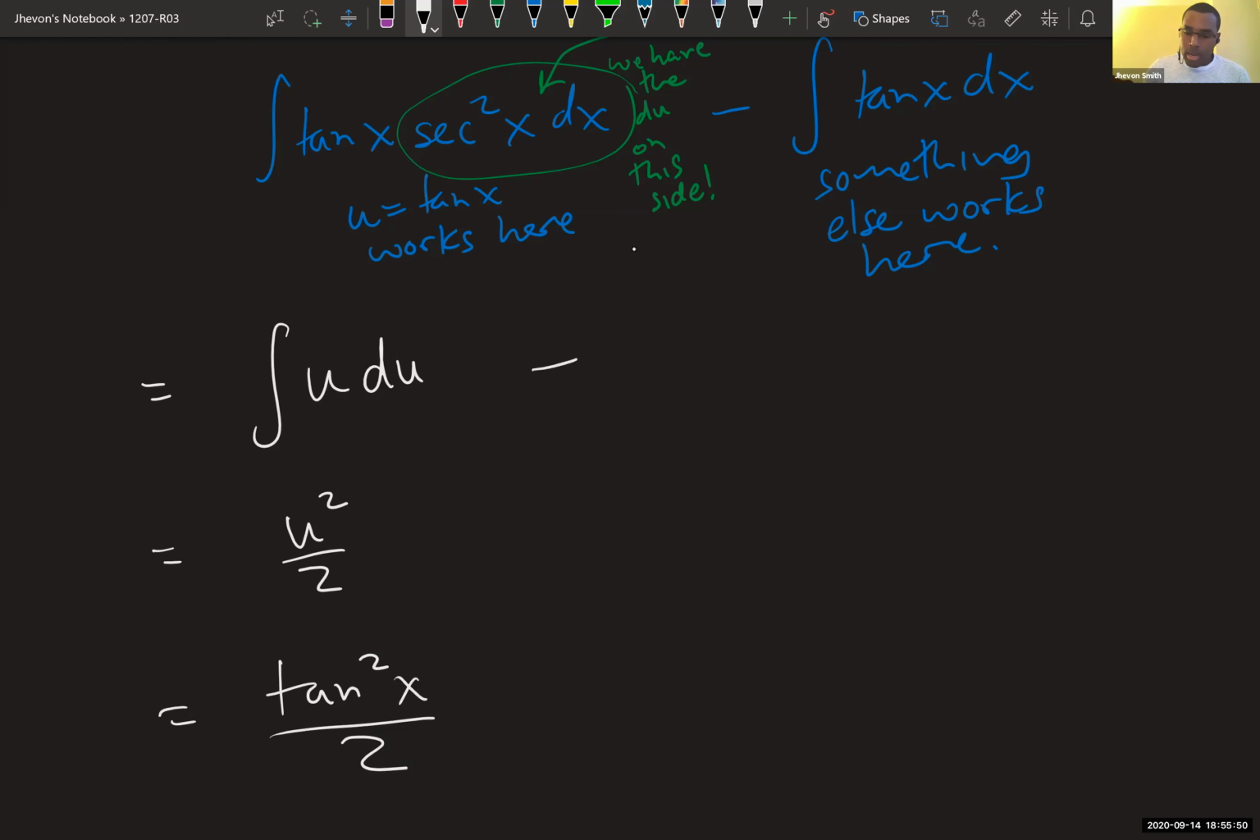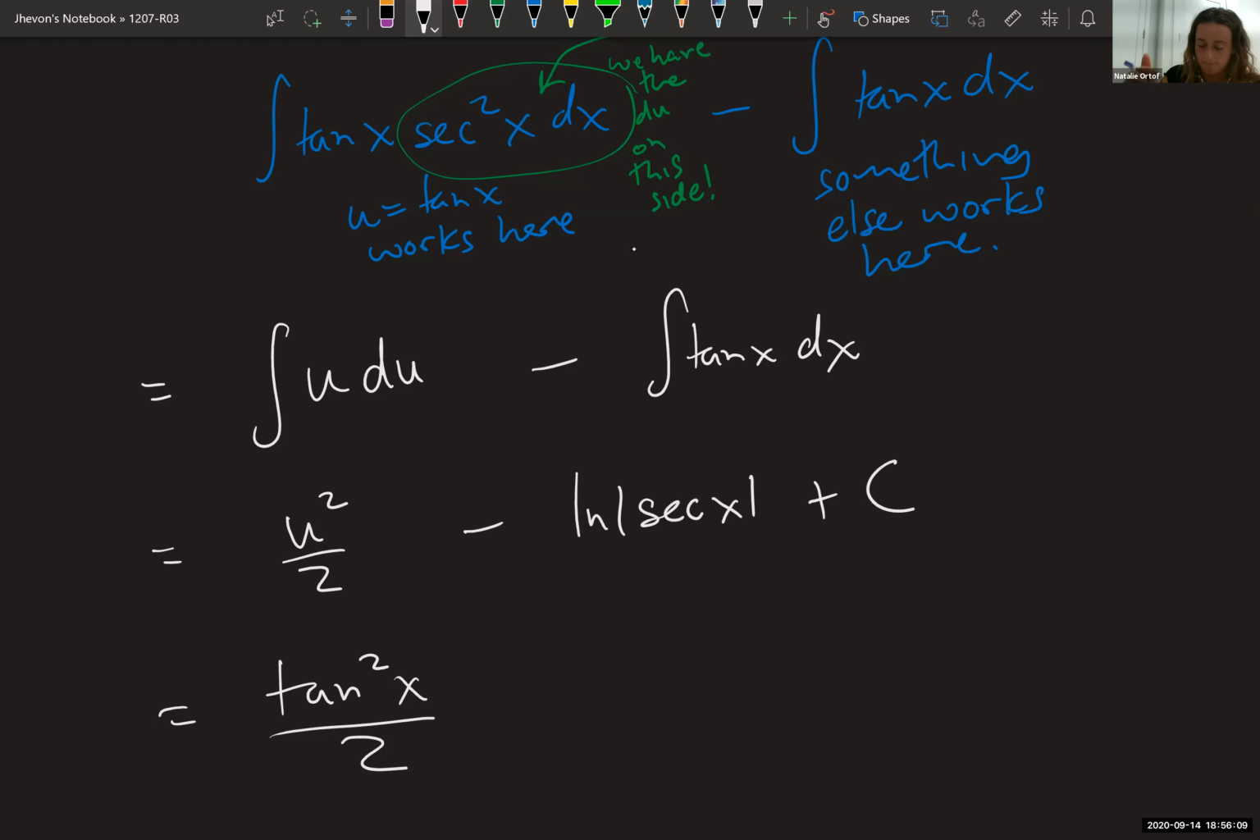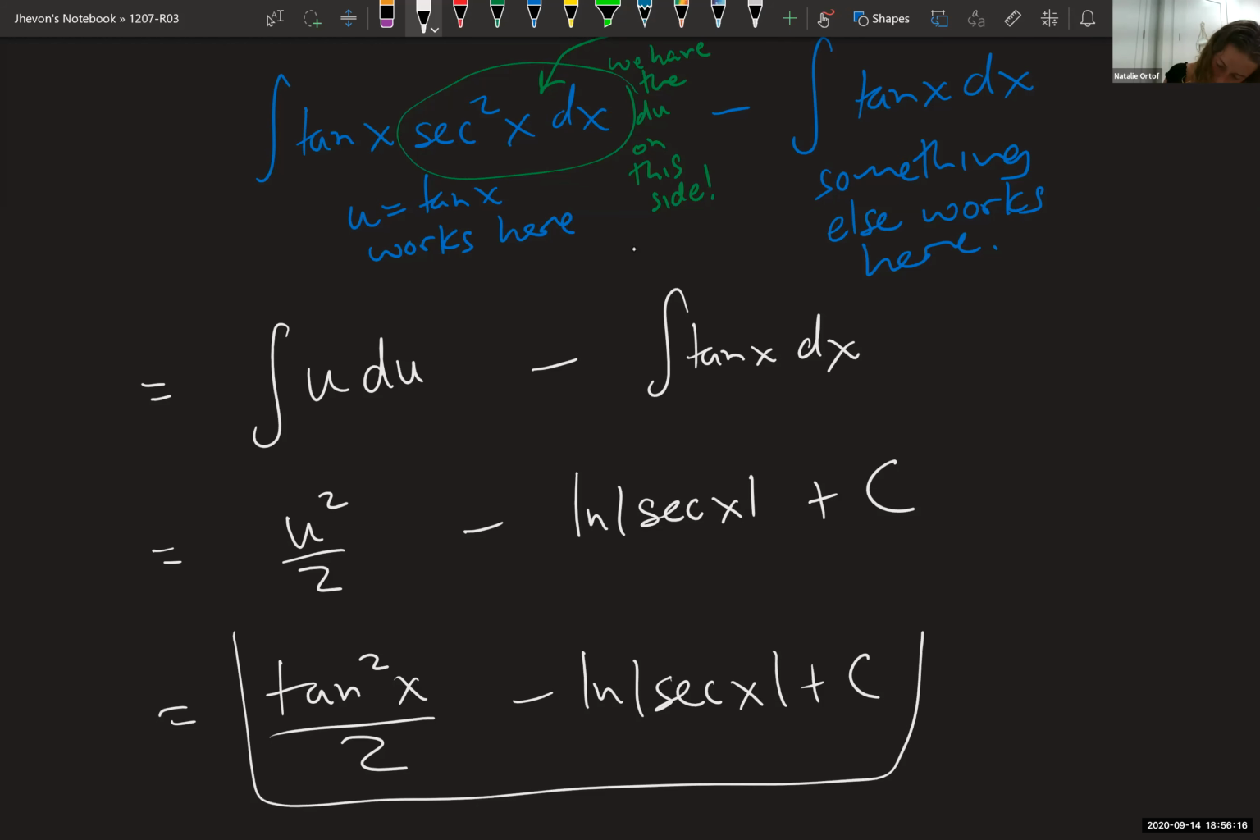What about the second part? That's a rule that we all know. That's a rule. You should know that by heart. What is it? Ln of the absolute value of secant x plus c.